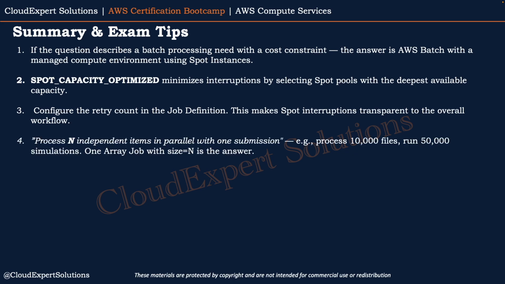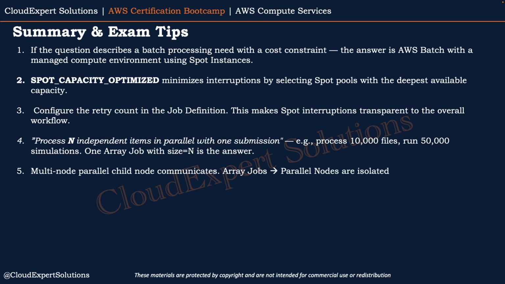Array jobs are the most exam-tested batch feature. The keyword here: process n independent items in parallel with one submission. That means if you have any question with scenarios like process 10,000 files or run 50,000 simulations, then the answer would be one array job with size equal to n. Multi-node parallel jobs are for HPC use cases. They are tightly coupled workloads which need MPI-style node-to-node communication, and this is entirely different from array jobs. Array jobs are parallel, but there is no inter-job communication.